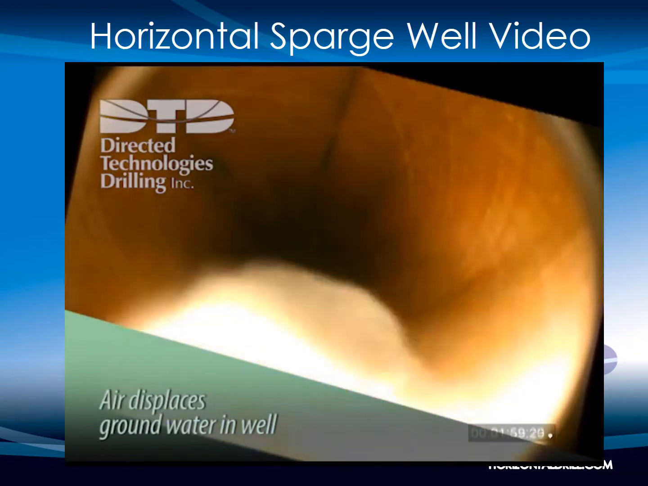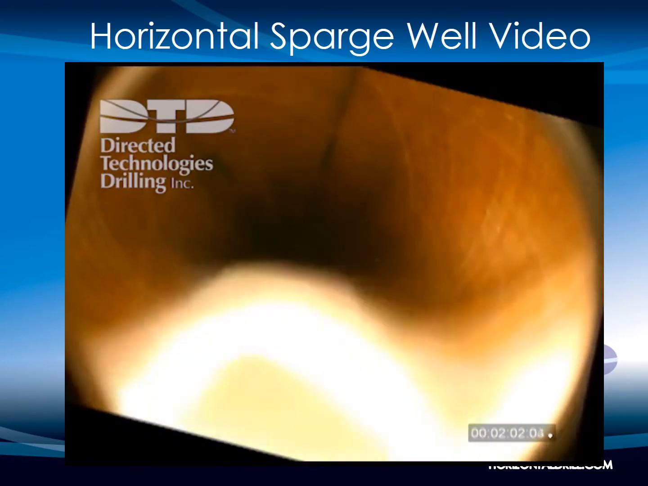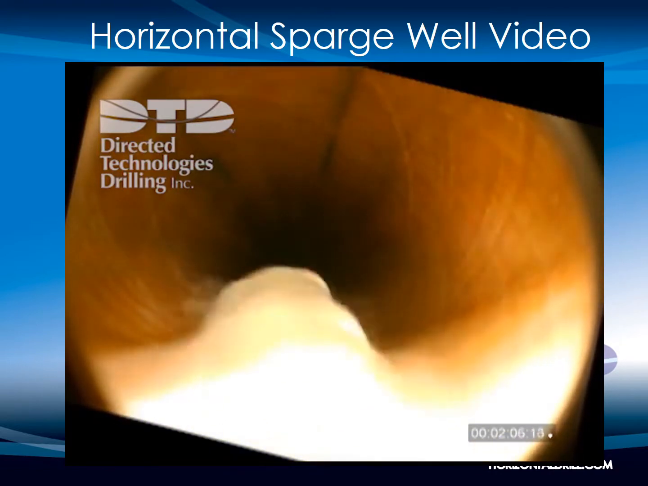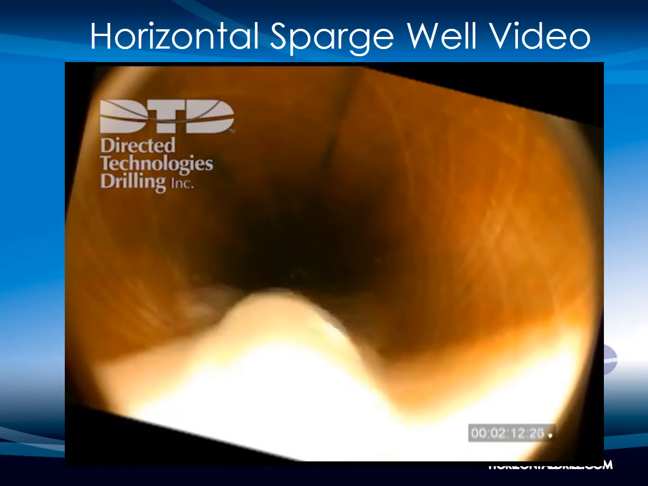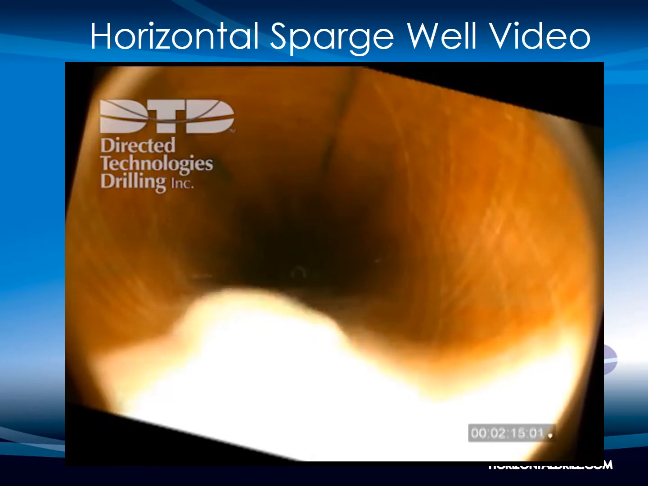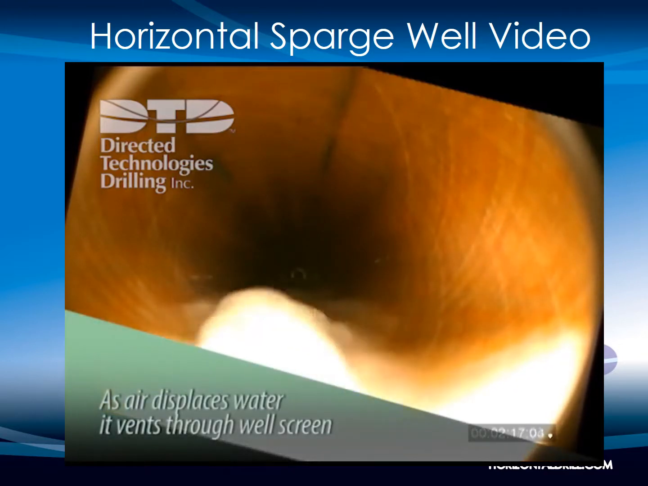The other important item to note is the air doesn't displace the water like a plunger. It flows on top of the water and forces the water out the bottom of the well screen. This type of air displacement in a horizontal well is quite common, and we'll show this in some other Air Sparge videos. I'll quit talking for a minute or so and let you enjoy the video.